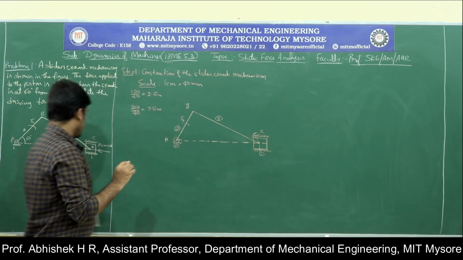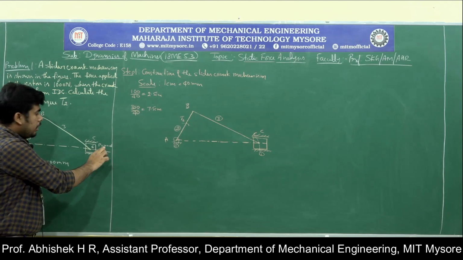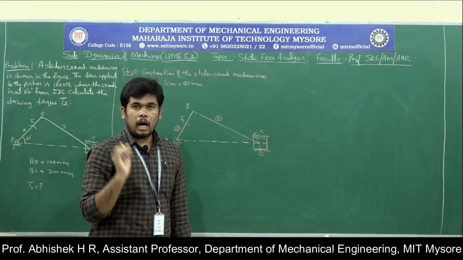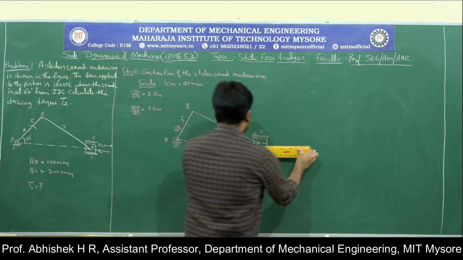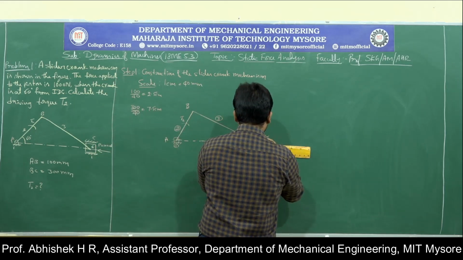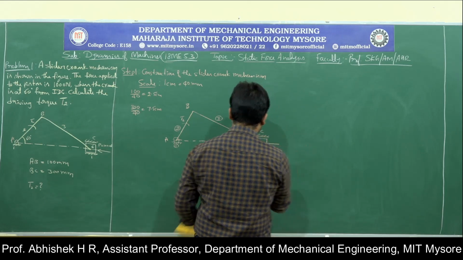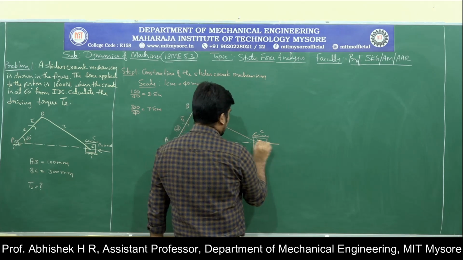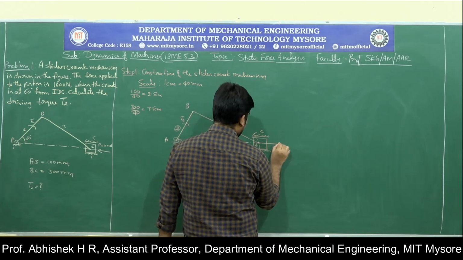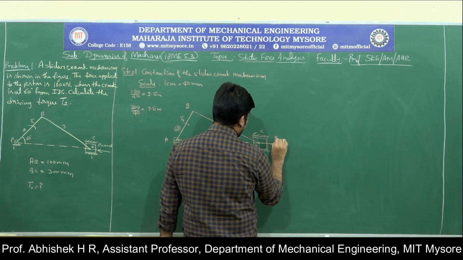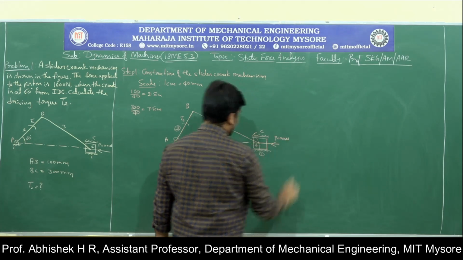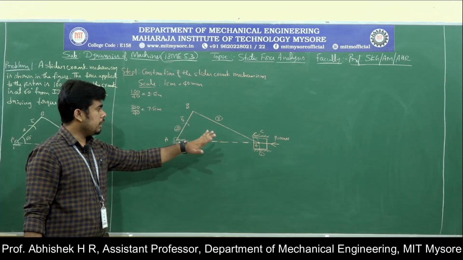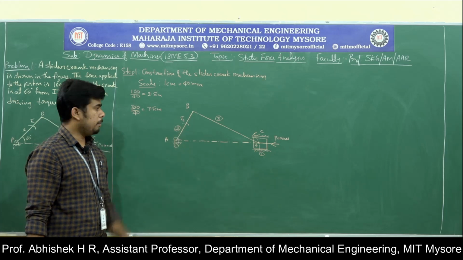Now we have one more parameter, that is the load acting on the piston, which is 1000 Newton. At point C, that is link 4, the load P is 1000 Newton. Now the construction of the slider crank mechanism is completed.